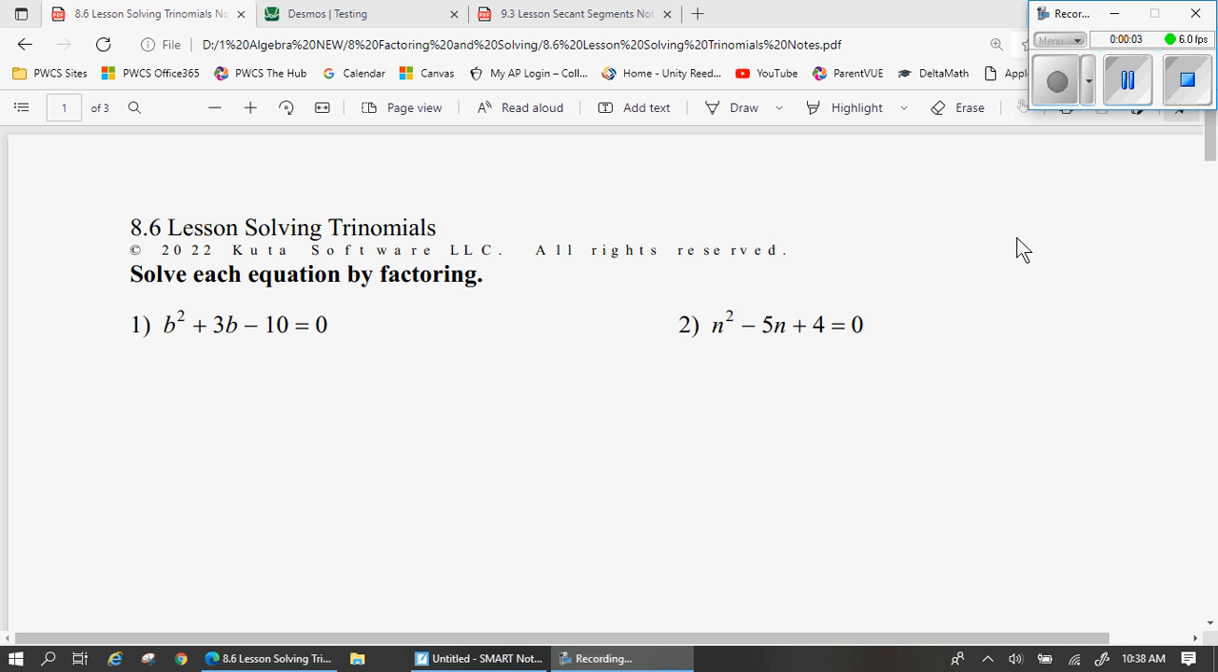Hey all, today we are going to start solving these trinomials. We have been factoring using greatest common factors. We've been factoring by finding the x-intercepts. We have been doing a combination of those two things. We've done difference of squares. We've divided some polynomials by factoring. And so now we're going to use sort of the same process to solve these equations.